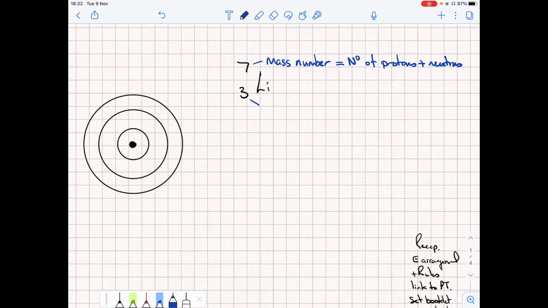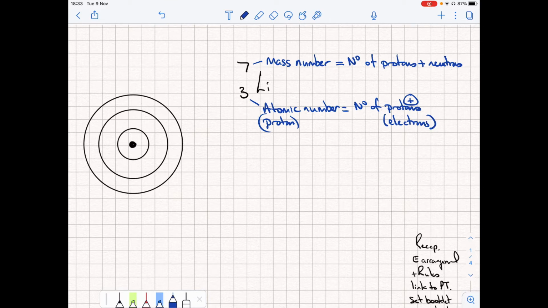The bottom number is the atomic number, or we often refer to this as the proton number. And this tells me, as the name suggests, the number of protons. But remember, because atoms have no overall charge and protons are positively charged, we must have an equal number of negative electrons. So this is also equal to the number of electrons in an atom.